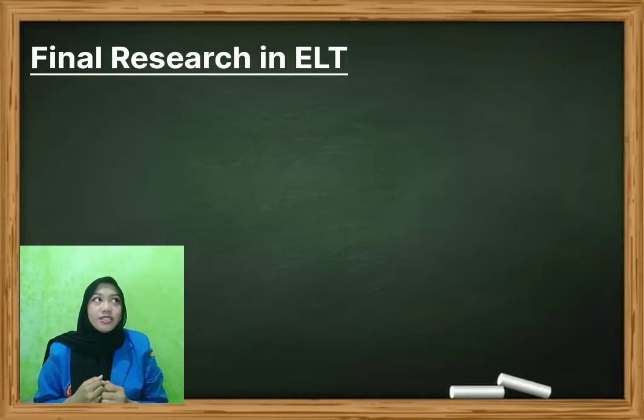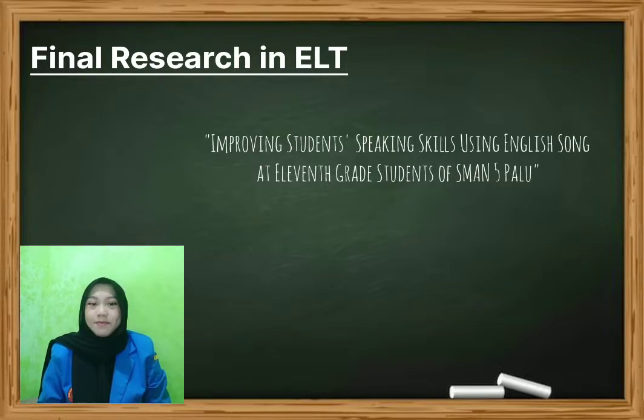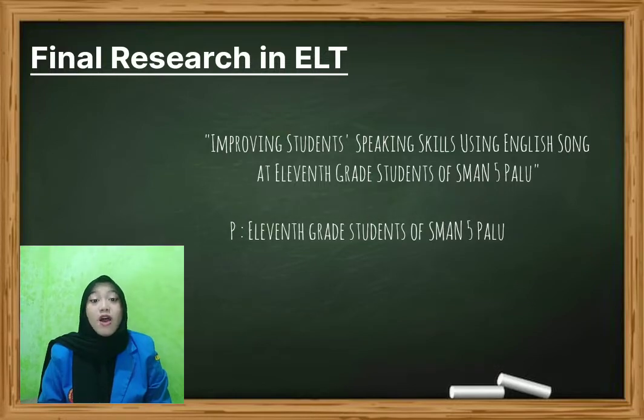Okay, let's start to determine what is P, X, and Y in the research. The research is improving students' speaking skill using English song at 11th grade student of SMA Negeri 5 Palu. So where is the P? Yep, the P is 11th grade student of SMA Negeri 5 Palu. That's the participant of this research. So the participant means the P of the research.